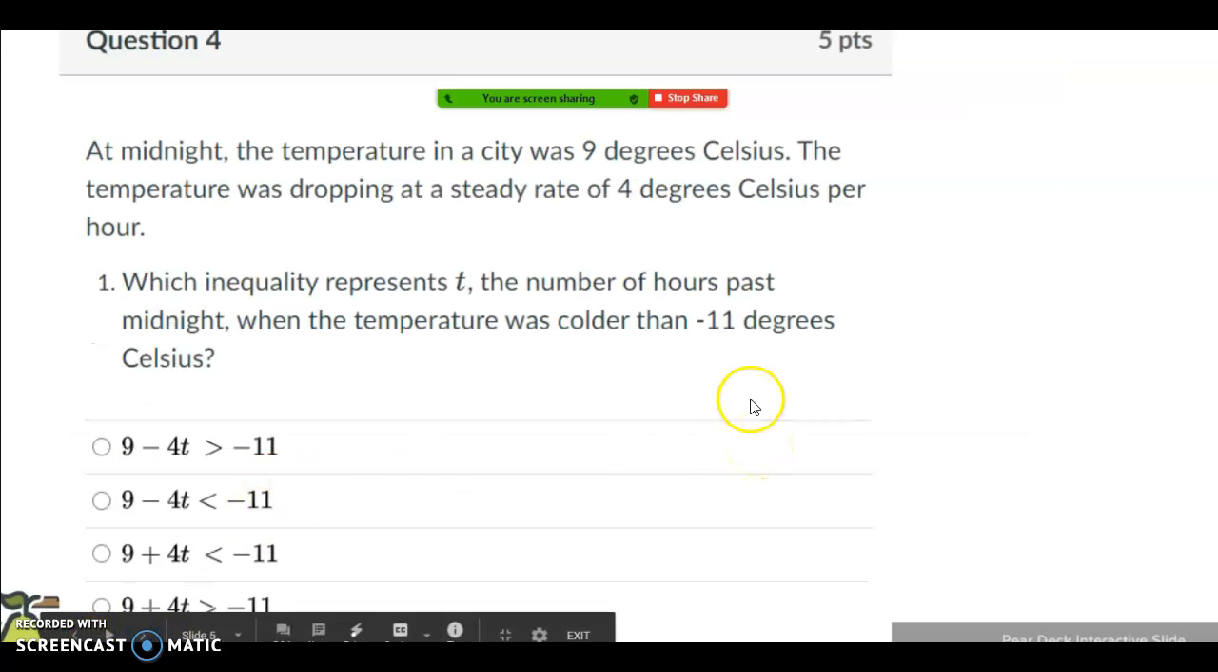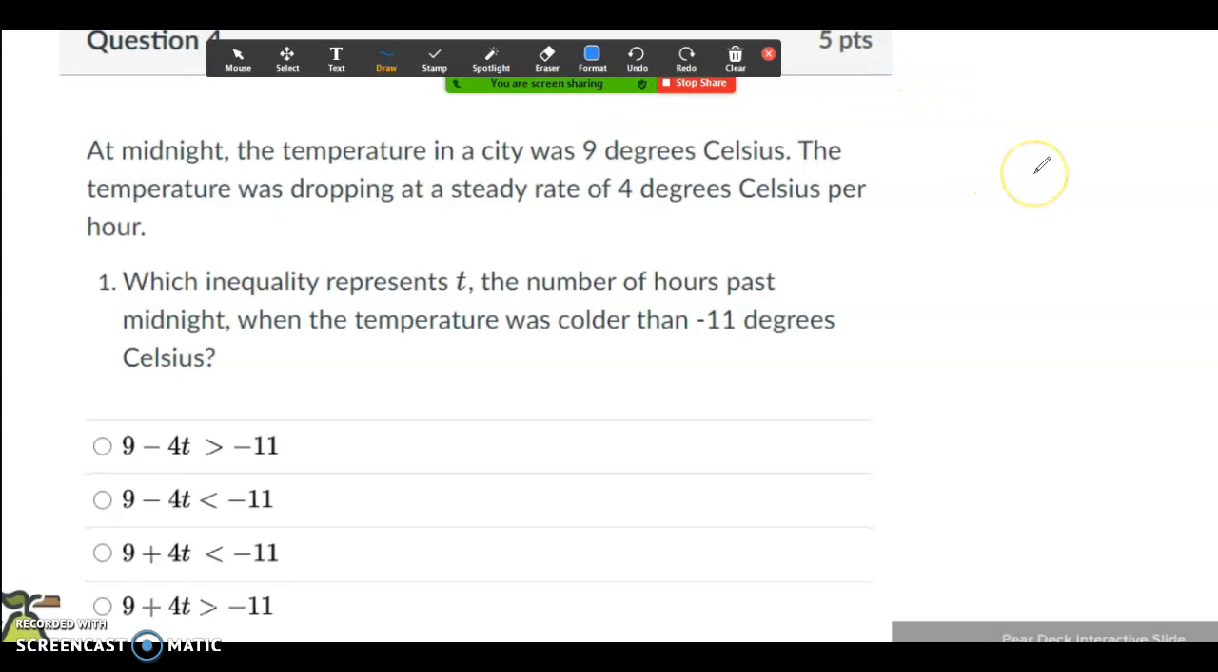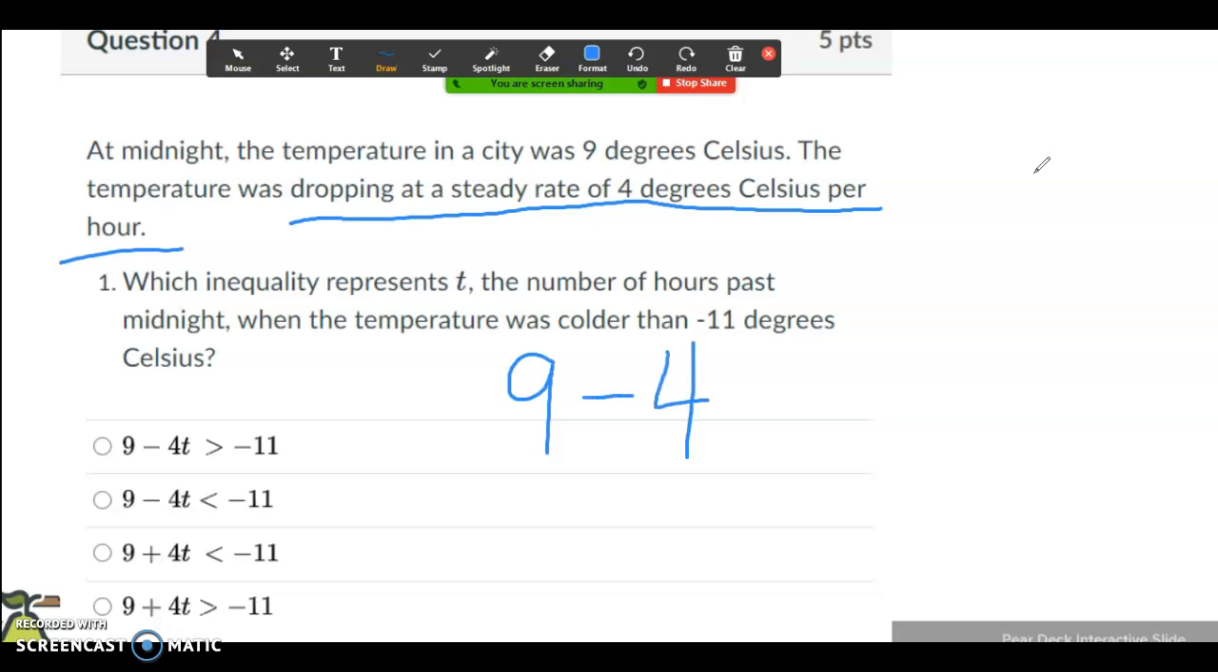Okay, we're now going to move on to looking at this next inequality problem. At midnight, the temperature in a city was 9 degrees Celsius. The temperature was dropping at a steady rate of 4 degrees Celsius per hour. Okay, so we're starting at 9. It's dropping at 4 degrees per hour. So if we're dropping, we're going to be taking away 4 degrees per hour, and it wants you to use the variable t.